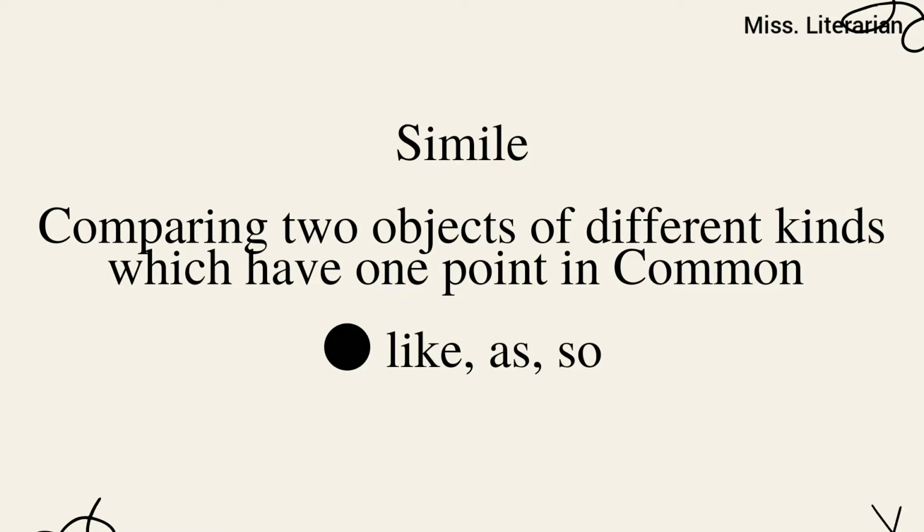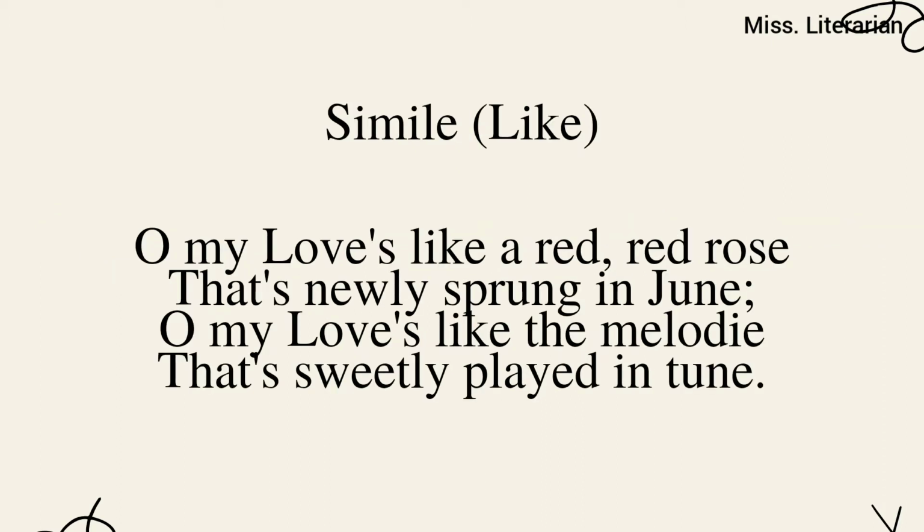Let us look at the first one, simile. Comparison is made between two different objects having at least one common thing. There are three common words for simile: like, as, or so. Take a look at the example. My love's like a red rose that's newly sprung in June. Oh, my love's like the melody that's sweetly played in tune.